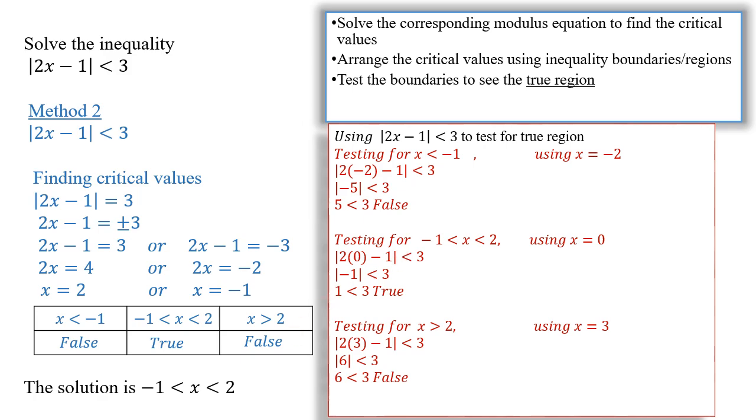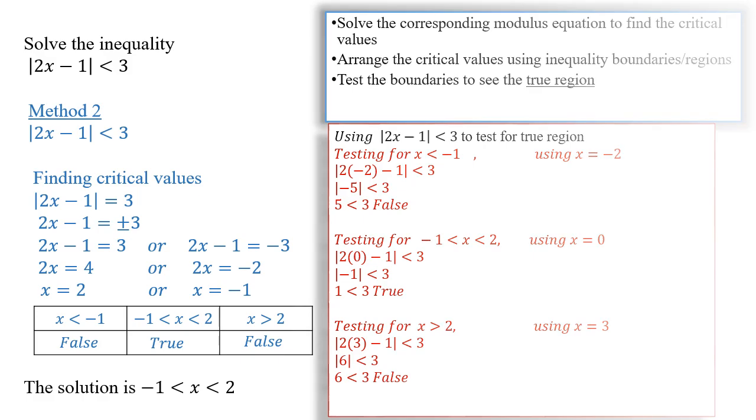Alright, so let's just go to the next example here.